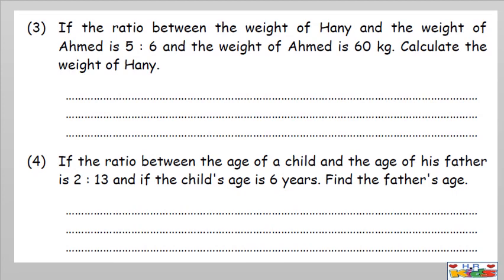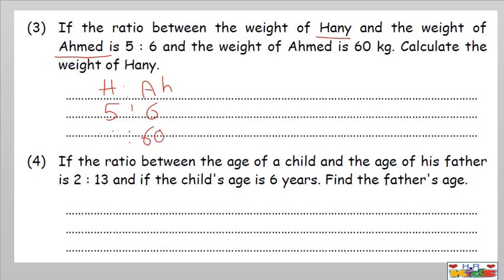Question number 3. If the ratio between the weight of Henny and the weight of Ahmed is 5 to 6. طيب ادي هاني وادي أحمد. The weight between them is 5 to 6. Okay. And the weight of Ahmed is 60 kilograms. يبقى under أحمد هنكتب هنا 60 kilograms. اوعى حد يروح يعملها under هاني.